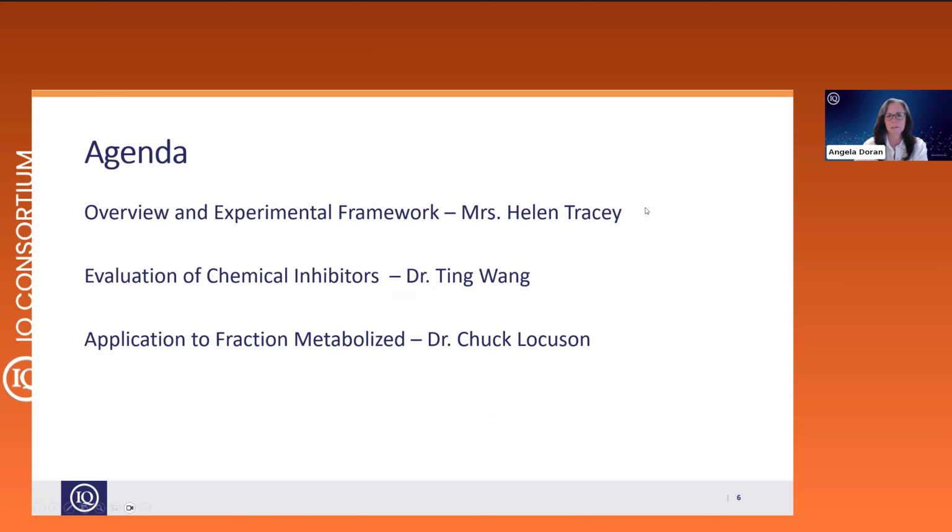Next slide. So really broadly, our presentation is organized into three sections that reflect the progression of the working group's efforts, beginning with study design to method development and practical application. We'll begin with an overview of the study rationale and the experimental framework, followed by an evaluation and optimization of the chemical inhibitors, and conclude with the application of the approaches to fraction metabolized determinations using representative case studies.